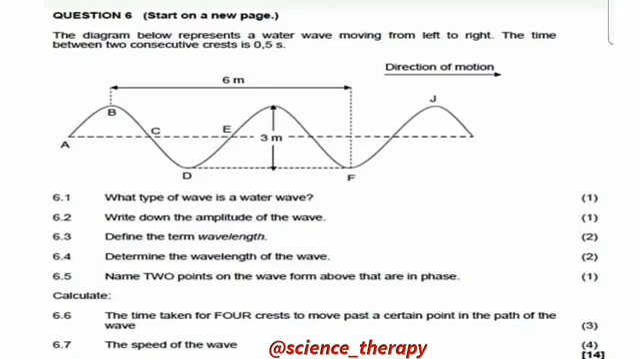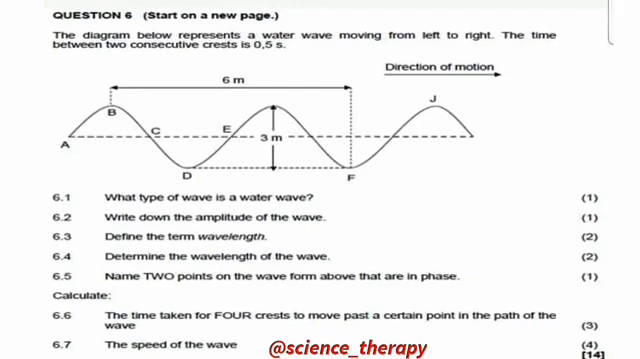It says the diagram below represents a water wave moving from left to right. The time between two consecutive crests is 0.5 seconds. And we can see from our diagram, we are given the direction of motion to the right. And we are given the distance between point B to point F is 6 meters.